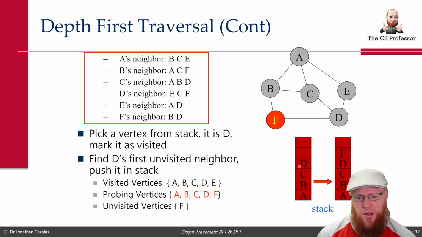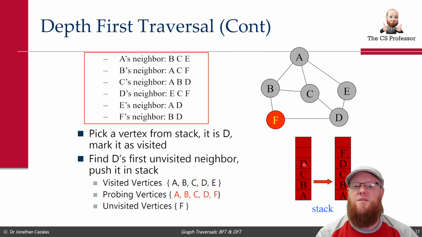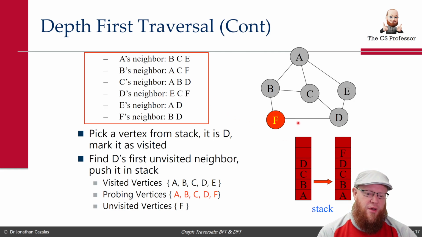It's just a Boolean flag. We're going to mark D as visited. After we mark D as visited again, we're going to say, are there any unvisited neighbors of D? Well, who are D's neighbors? It's C, E, F. Well, C is already visited, E is already visited, but F is not in the visited list. All right, so we don't need to pop D off.